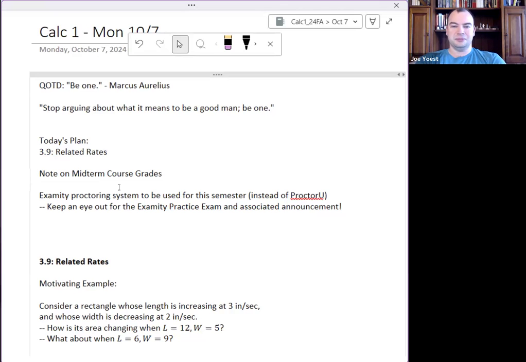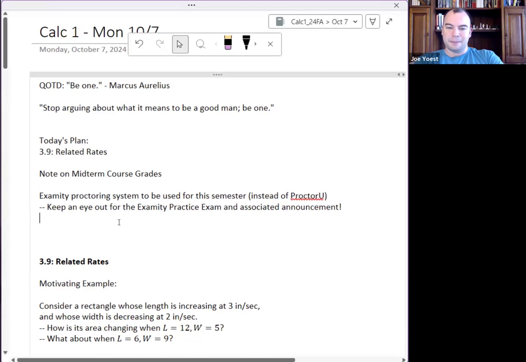So I don't think it would be a bad idea to apply this to any course that you're concerned about your grade in. Not concerned as in a bad thing, but any course that you say, I really want to target this grade or higher in this course. Okay, so any questions on midterm course grades?